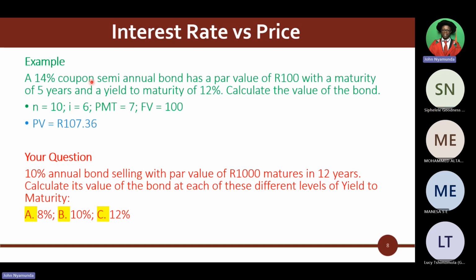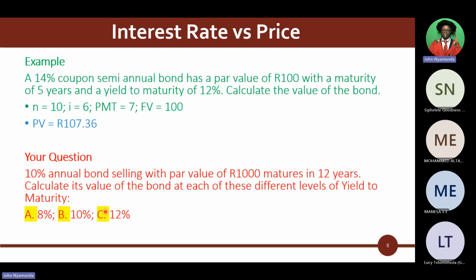Okay, ladies and gentlemen, this is the thing we were doing. So what I want you to do now, a small step forward, is answer this question. A 10% annual bond selling with par value of 100 matures in 12 years. Calculate the intrinsic value at each of these intervals. So I want you to find the intrinsic value if yield to maturity is 8%, so you say A, you put your answer. B, you put your answer. C, if it is 12%, you put your answer. So you need to have A, B, and C, because there's something which I want to then start discussing.